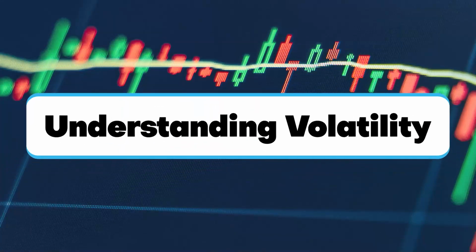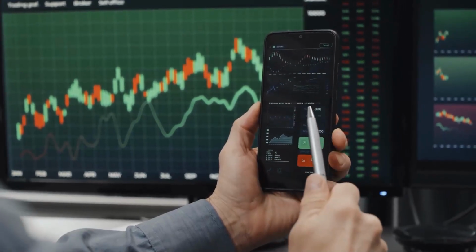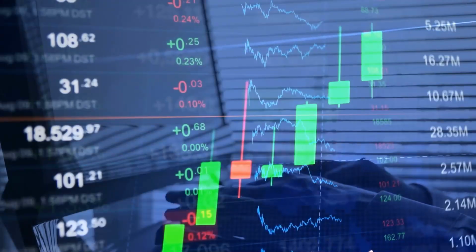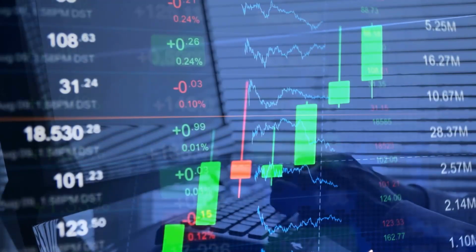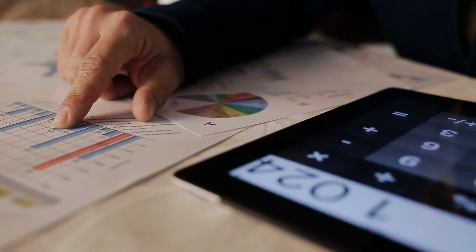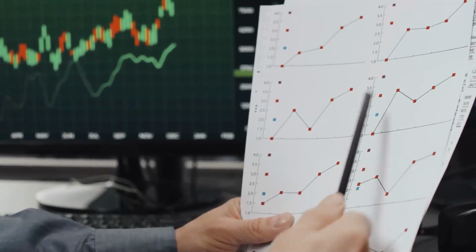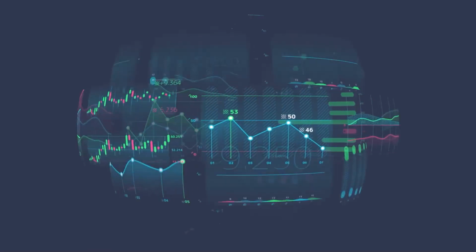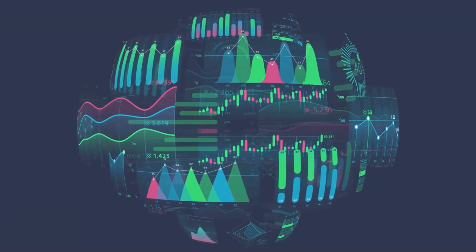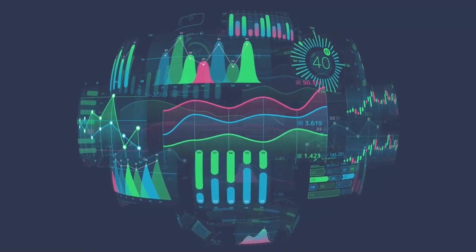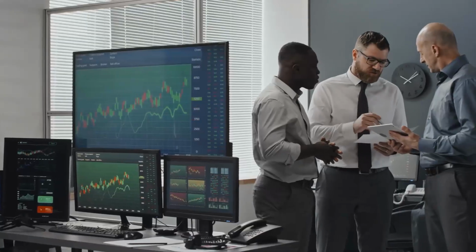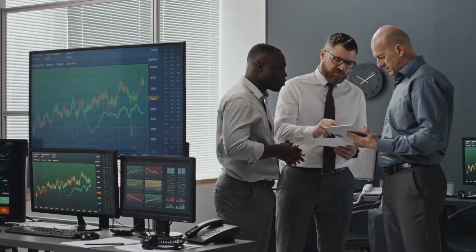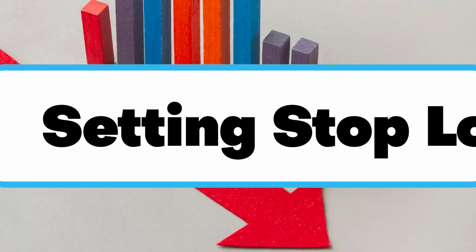Understanding volatility. The first step in managing risk in volatile markets is to understand what volatility is and how it impacts trading. Volatility is measured by various indicators, such as the VIX Volatility Index and the ATR, Average True Range. These indicators can help traders gauge the level of volatility in the market and adjust their trading strategies accordingly. Traders should also be aware of the factors that can cause volatility, such as economic data releases, central bank decisions, and political events.